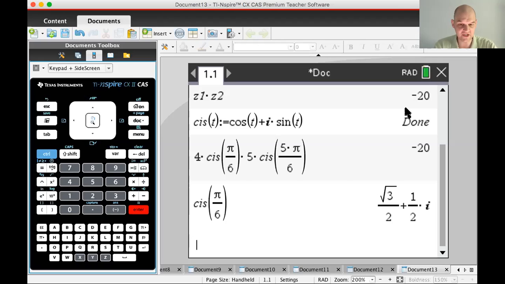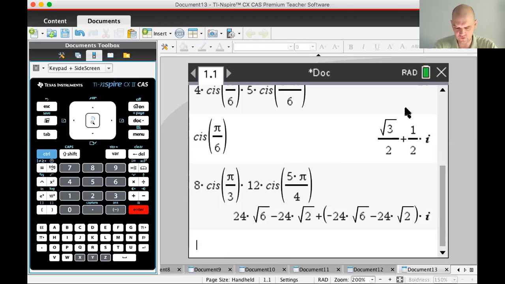So now I can check all of them if I need. Oh, the series is popping up. Let's see. If I do 8 cis pi over 3 times 12 cis 5 pi over 4, I'm just checking at this point. You can see this is easier to type in. Oh, gosh, and then I got 96 cis 19 pi over 12, which is kind of weird.